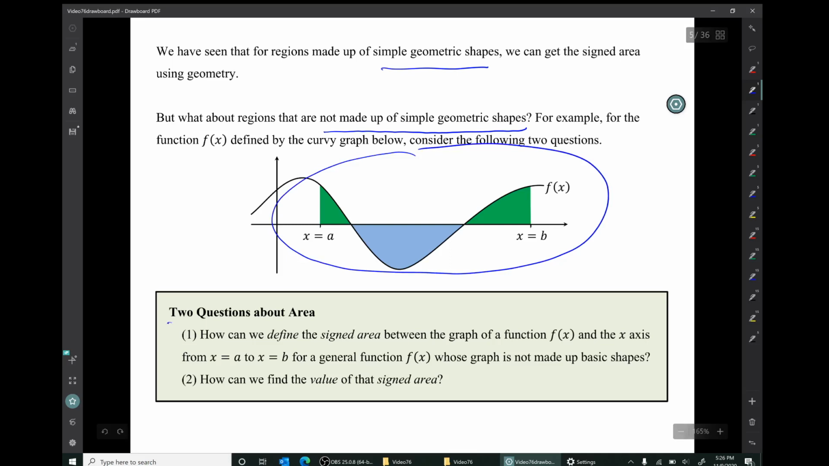let's consider these two questions about area. How do we define the signed area between the graph of a function and the x-axis from x equals a to b for a general function f of x whose graph is not made up of basic shapes? What do we even mean by the area? And how can we find the value of the signed area? So how do we define the area and how do we find its value?